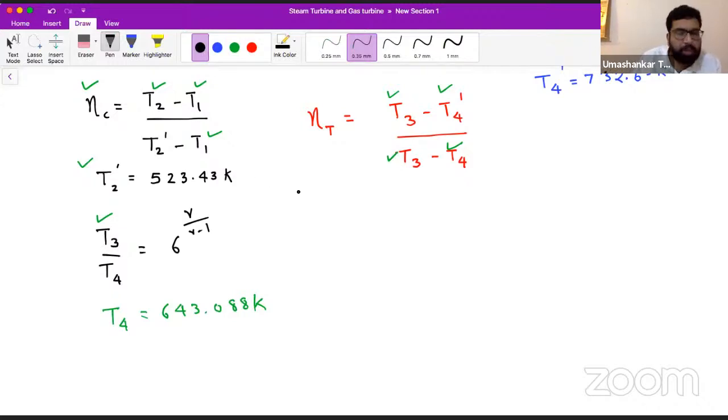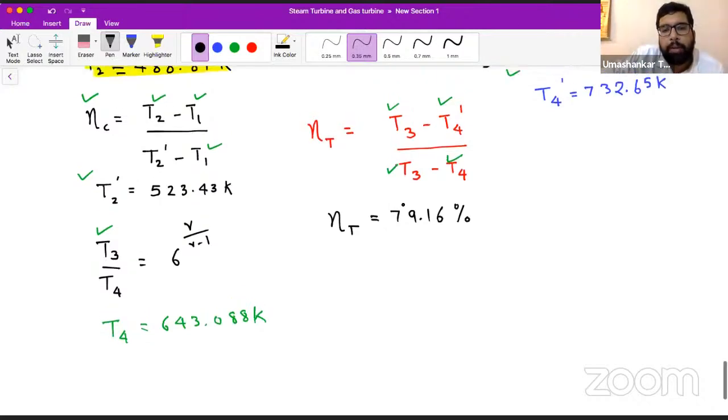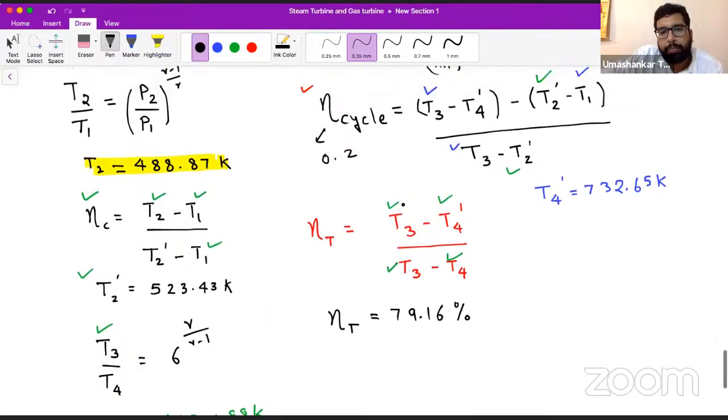So this turbine efficiency is coming out to be 79.16%. All right.